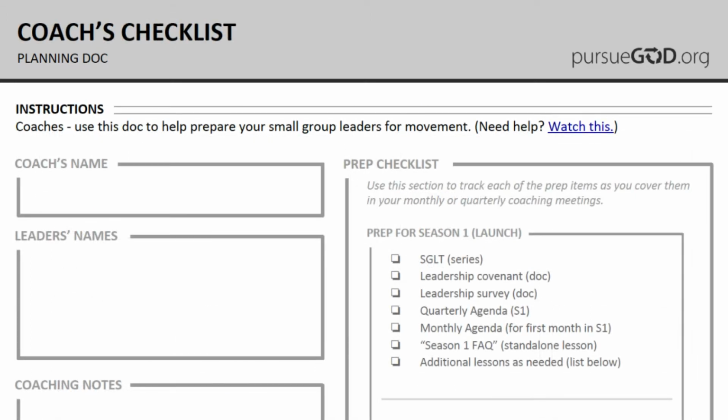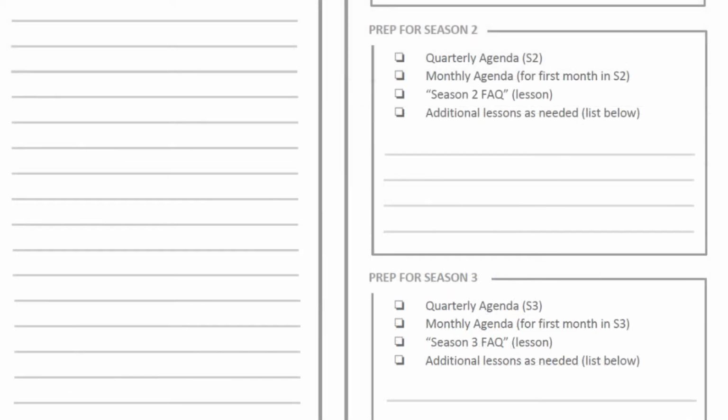And then there's a standalone lesson with a group guide called Season 1 FAQs. That'll cover a bunch of the frequently asked questions that you might already have in your mind. And there's a spot there for any additional lessons that you feel like you might need to cover before you're ready to launch your group. All of that is there for your coach to help you with. Now there's more to that coach's checklist for Season 2 and Season 3 prep, but we'll get into that later.